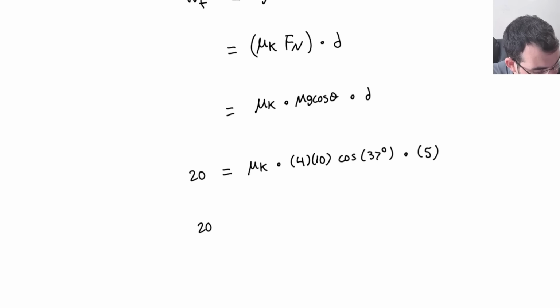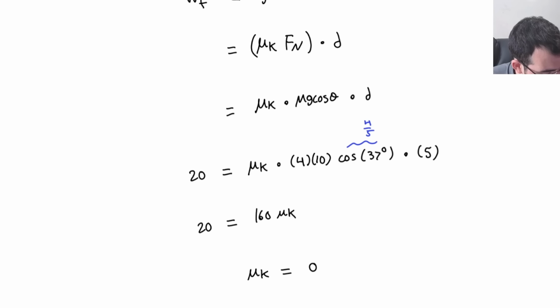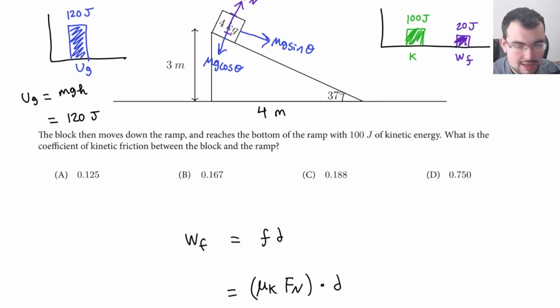So we'd get 20 is equal to, cosine 37, that's 4/5. So 20 is equal to 160 mu k. So mu k is 20 over 160, which is 1/8, or 0.125. This is probably the most time-consuming, difficult item on the entire test. It's definitely the most involved. This is obviously a 3-star.